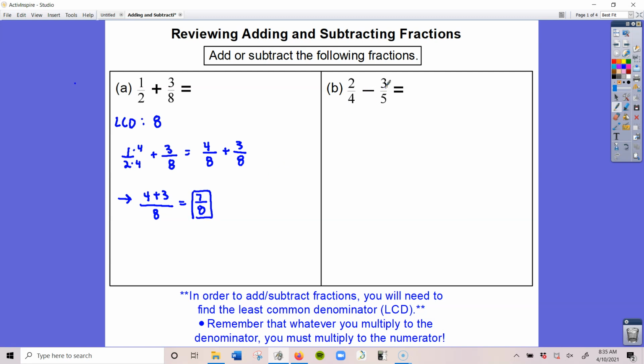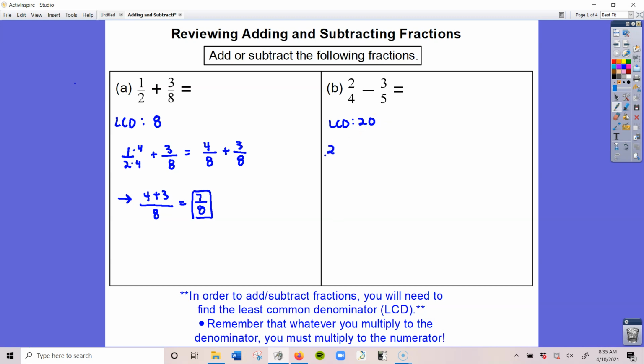Now let's try subtracting. We have here 2 over 4 minus 3 over 5. If we're trying to figure out the LCD here, if you're not sure what would be the least common denominator, you can always take your two numbers and multiply them together. 4 times 5 is 20. So that's going to be my LCD. So I want to rewrite both of these fractions so that they have a denominator of 20.